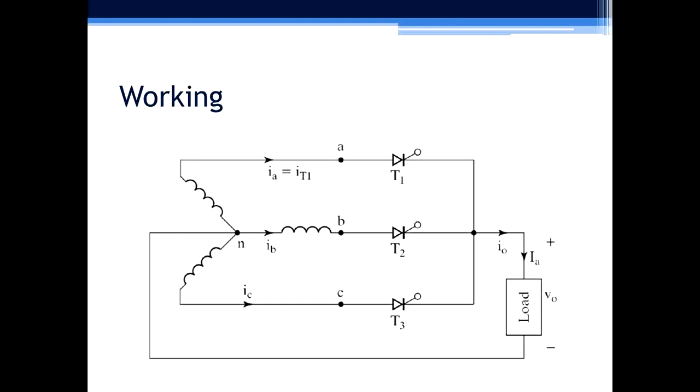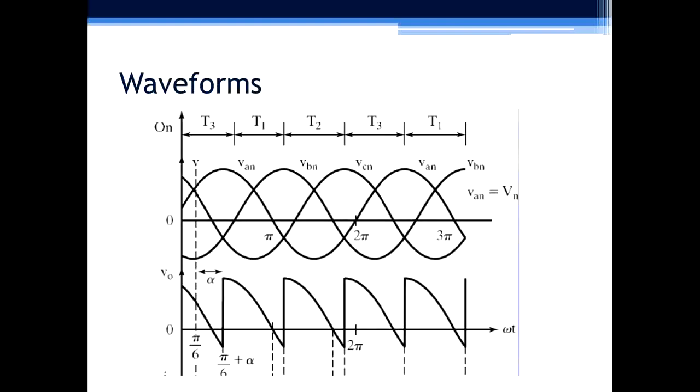When any phase is positive, it is connecting a phase voltage to the load. When T1 is on, VAN is connected to the load. When T2 is on, VBN is connected to the load, and when T3 is on, VCN is connected to the load. That means we will have 3 pulses in the output when T1, T2 and T3 are conducting. After that, the same sequence gets repeated. So when the input completes one cycle, the output has 3 pulses. That's why we say the ripple frequency is 3 times Fs. So here you can understand the operation.